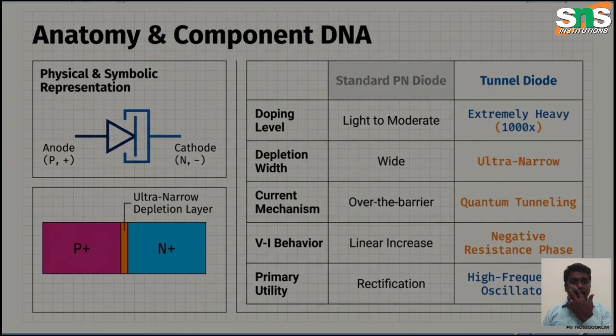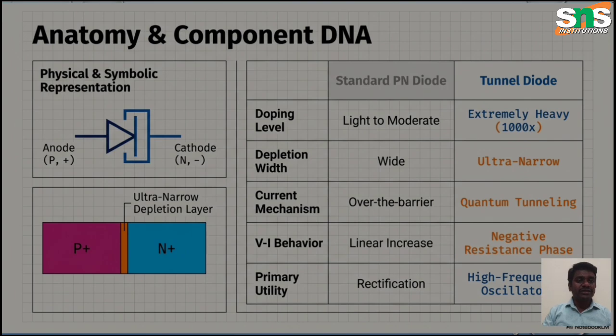The anatomy and components of the tunnel diode: the first picture shows the physical and symbolic representations of the tunnel diode, with anode and cathode terminals. Here one end is p-type material and the other end is n-type material. In between, it is very heavily doped. Because of the heavy doping, the depletion layer width is very narrow, very small.